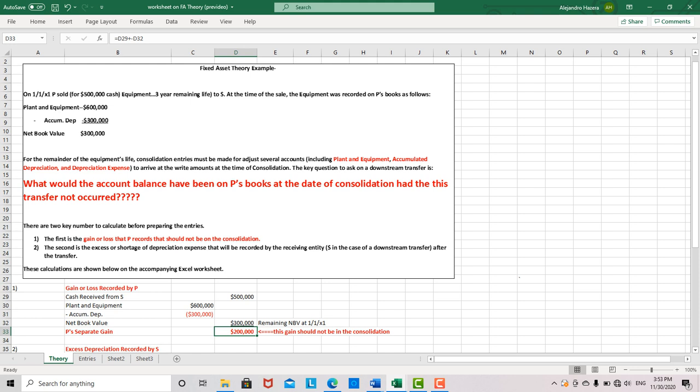But in the interim, in subsequent years, people have taken its gain or loss and closed it to retained earnings. So it's going to be the retained earnings, or alternatively the investment account, that you've got to impact. Okay, so that's the first calculation.